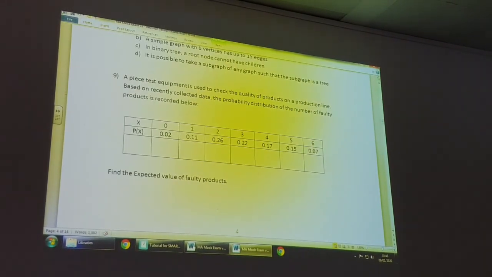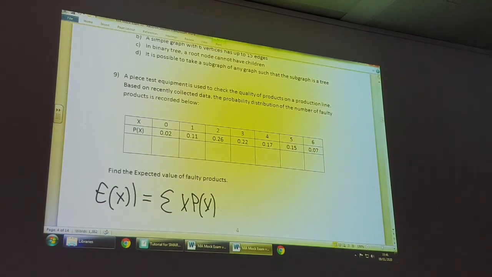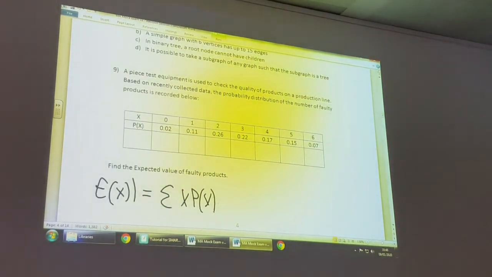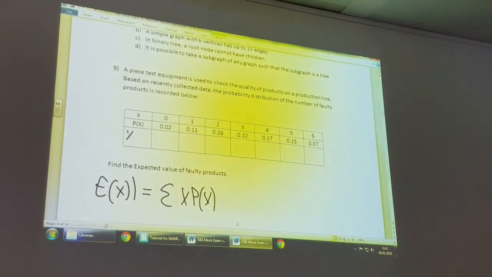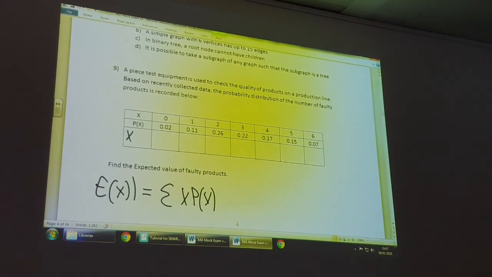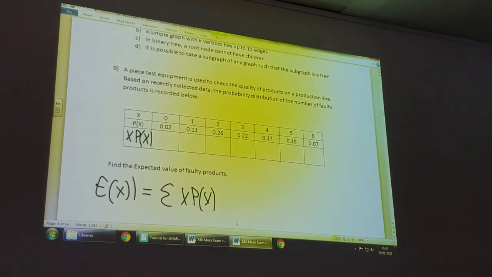Notice here, on the mock at least, I provided you with an empty row, which has to be populated. Expected value, you have the formula in the appendix for it. Sum of x times P of x. X times P of X. That's your formula for expected value, summation of it. So you create another row, or fill it in if it's available, X times P of X, where you are just going to multiply the two rows.